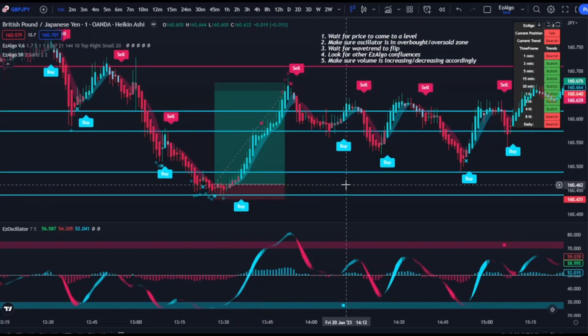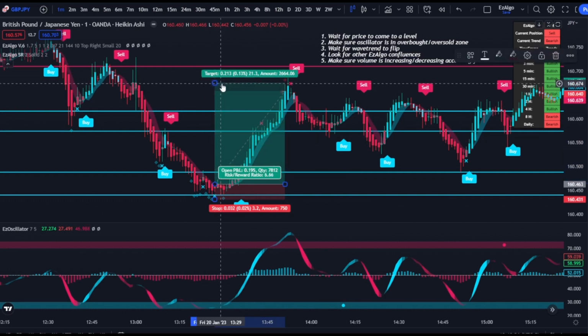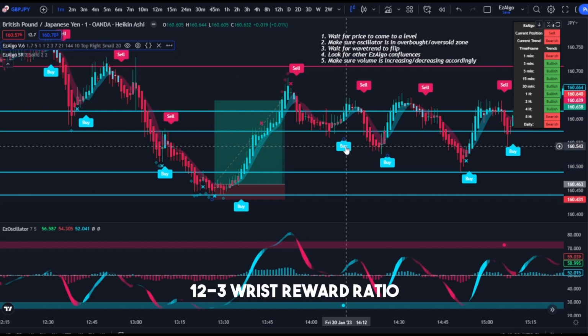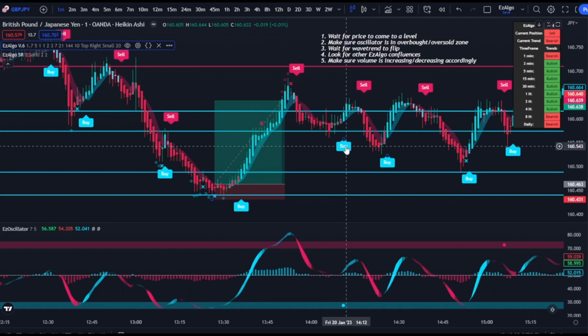And for starters, what I do is just target a 2-to-1 risk to reward ratio. You could target a 3, 4, 5, 6, whatever makes you comfortable, but to start, I'd recommend anywhere from a 2 to 3 risk to reward ratio. You could move your stop loss to break even after a few pips if you want to as well. That's really up to you. There's not really a set strategy for that.